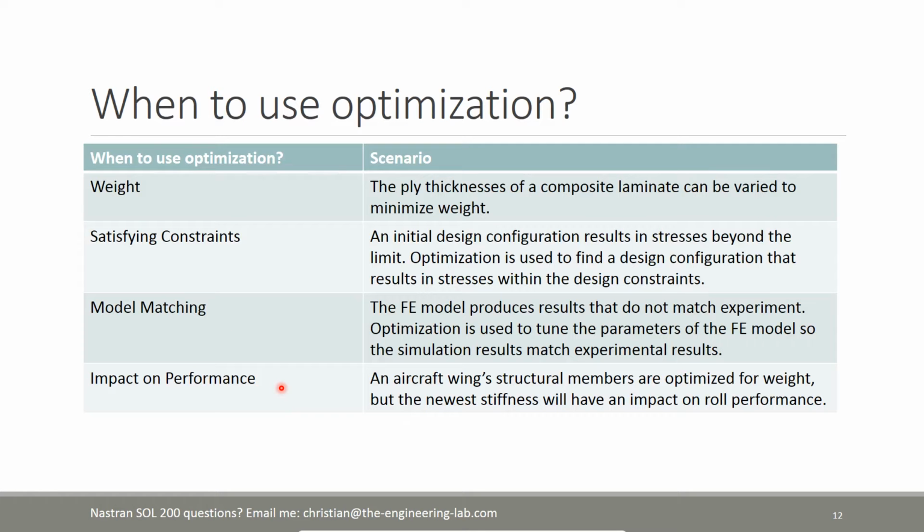And then performance. You might be dealing with the aircraft vehicle, and there are certain limits to performance that you want to maintain. If you were to optimize for weight, this would have an impact on performance. So what you can also do is study how minimizing the weight would impact the performance. That's something else you can do with optimization in Nastran Solution 200.